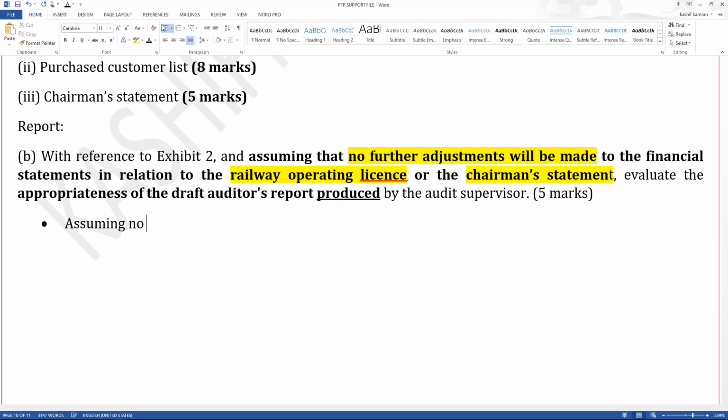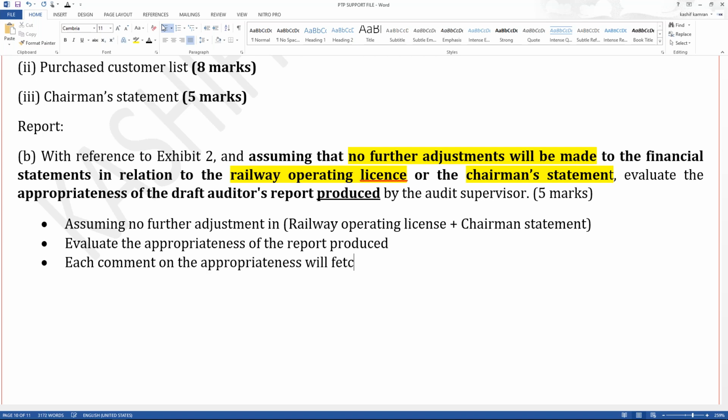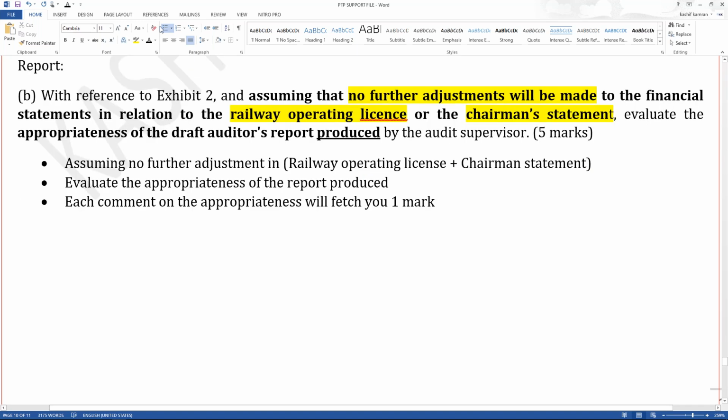So assuming no further adjustments in number 1, railway operating license, that's 1 issue. And assuming no further adjustment in the chairman statement, that's the second issue. Evaluate the appropriateness of the report produced. So each appropriateness you are evaluating, each comment on the appropriateness will fetch you 1 mark. So there might be something right in the audit report produced, or there might be something wrong in the audit report produced. So you need to comment on the appropriateness, and each comment will fetch you 1 mark.